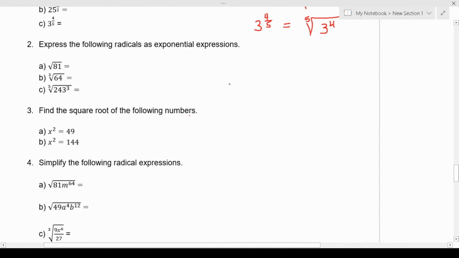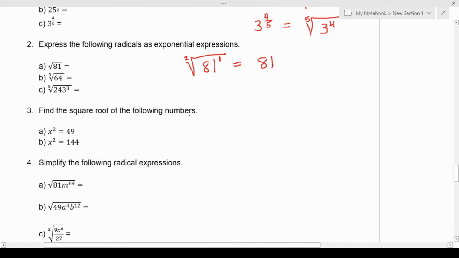All right, so let's do the opposite now. Let's express the radicals as exponential expressions. And for this first one, let me rewrite that since my pen's starting to act up a little bit. We have the square root of 81. Again, in case it's not obvious, this is raised to the first power. And since it's not expressed, this has an index of 2. So let's go ahead and do this one.